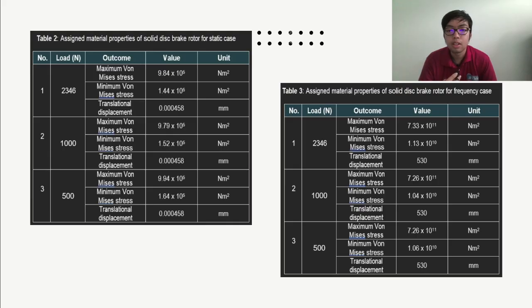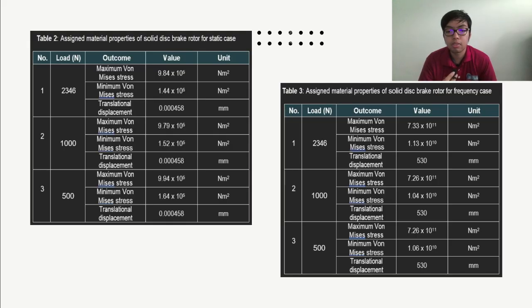Table 3 shows the assigned material properties of the solid disc brake rotor for the frequency case. For the first applied load, the maximum von Mises stress is found to be 7.33 times 10 to the power of 11, whereas the minimum von Mises stress is 1.13 times 10 to the power of 10 Newton per meter squared, and the translational displacement is 530 millimeter.